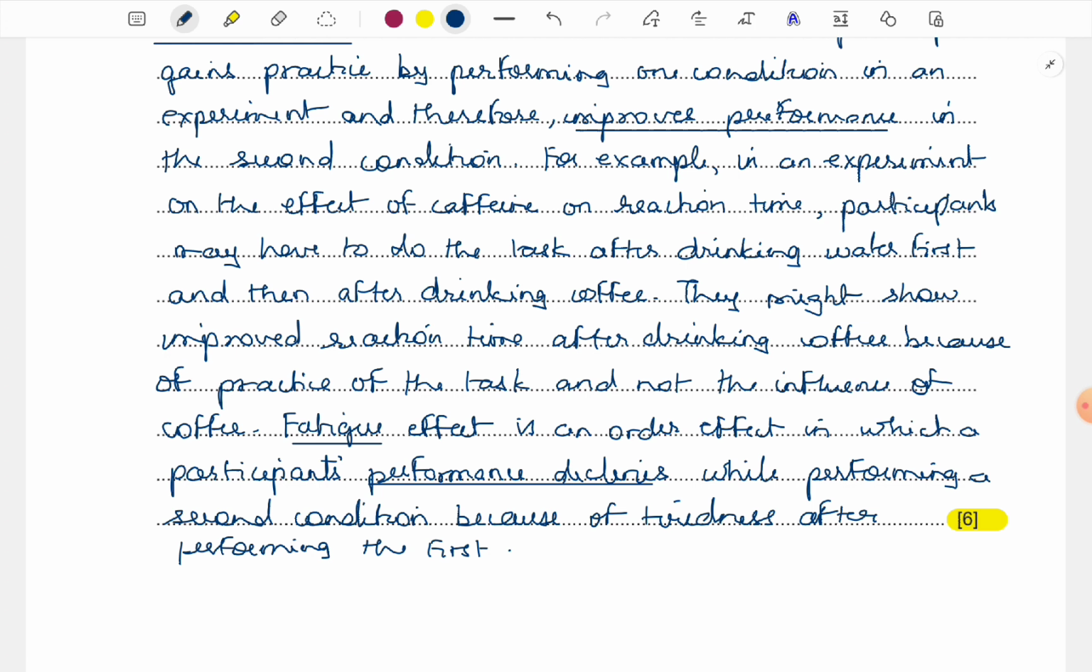Many students will target that the length should be the same. How many words or how many sentences I've written for practice effect, that much only I have to write for fatigue effect. Always in answers, don't be so preoccupied all the time with length and words, and these things are very, very trivial. Always be focused on giving your content well and showing good understanding, like I mentioned before. Don't get distracted by superficialities of writing.